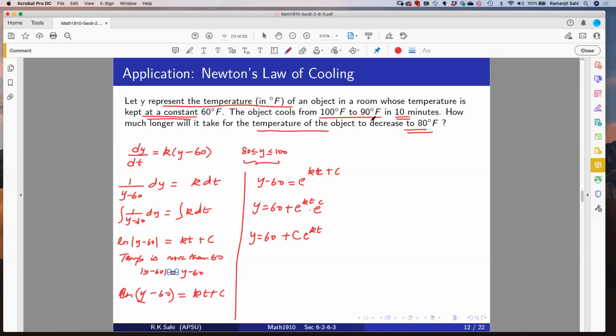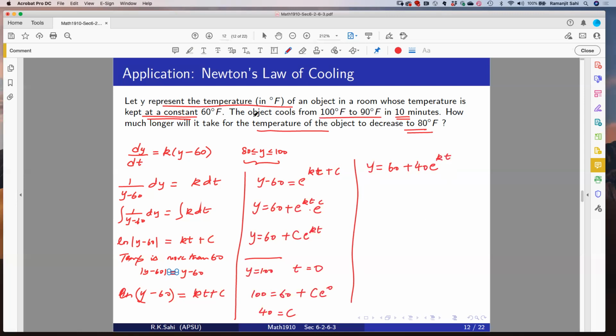What is the first thing given? When we started the problem at time 0, 100 degrees was the temperature. So y is 100 when t is 0. Let's substitute. 100 equals 60 plus C e to the power 0, or 40 equals C. So our equation now is y equals 60 plus 40 times e to the power kt.